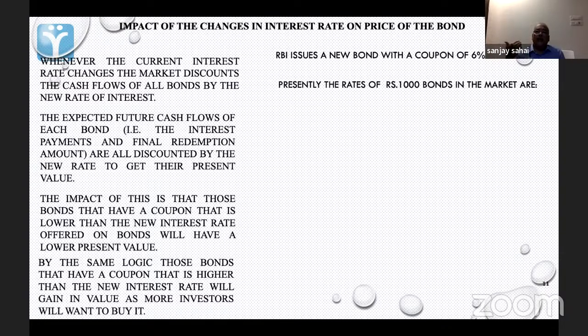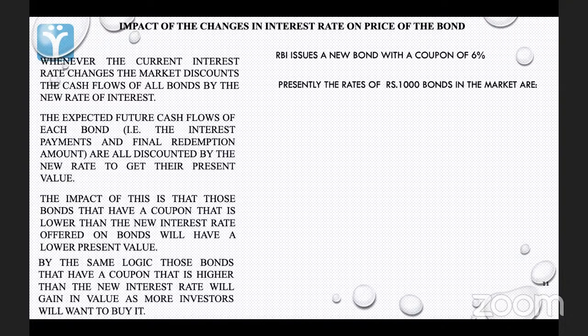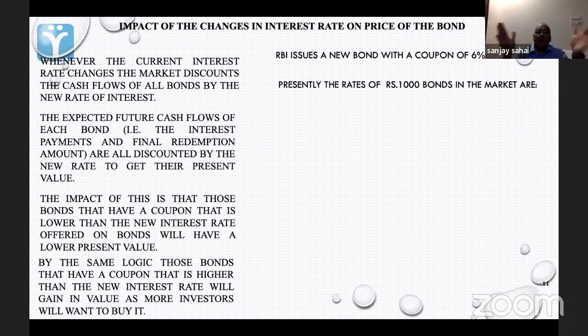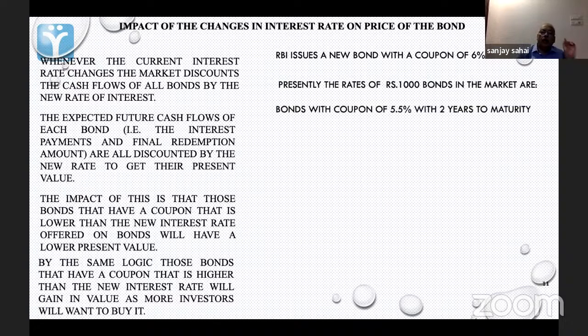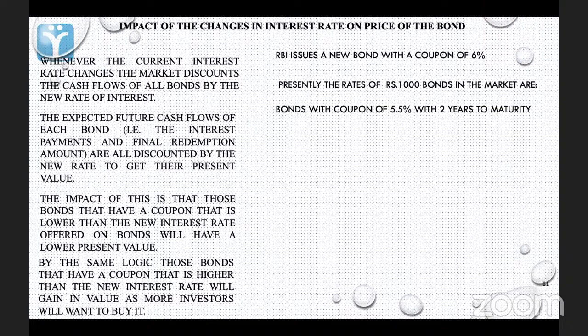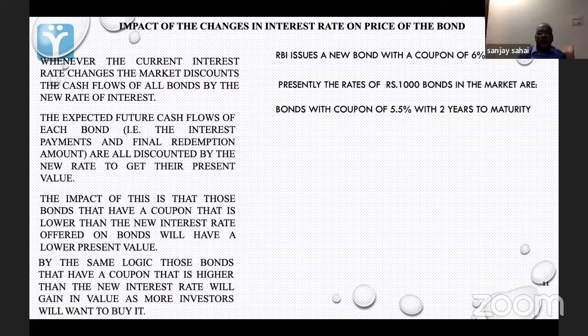Now let's say that RBI inflation आ गया और RBI says कि I will now raise my rate. I will issue bonds with a coupon of 6%. Now in that case, what will be the impact on the bonds in the market? एक चीज आप मान के चलिए कि the face value of each of these bonds is rupees 1,000. Now, a rupees 1,000 bond, जो कि आज से कुछ साल पहले इशू की गई थी, उसका कूपन है 5.5%. 2 साल में ये मैच्योर करता है.